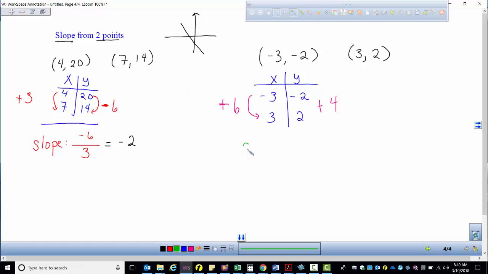Now let's talk about our slope. So my slope is going to be the y, which is 4, over the x, which is 6. And this one is special. Even though it's a fraction, I can simplify or reduce. So 4 divided by 2 is 2. 6 divided by 2 is 3. So my slope is 2/3.